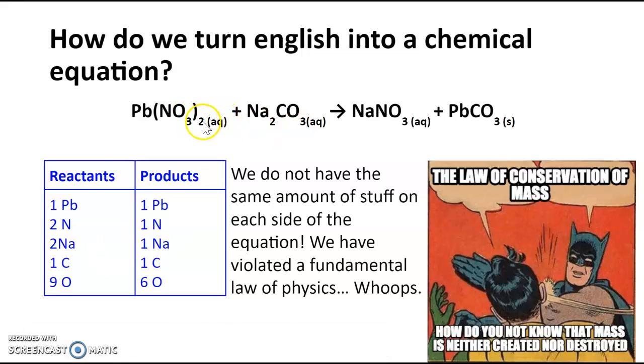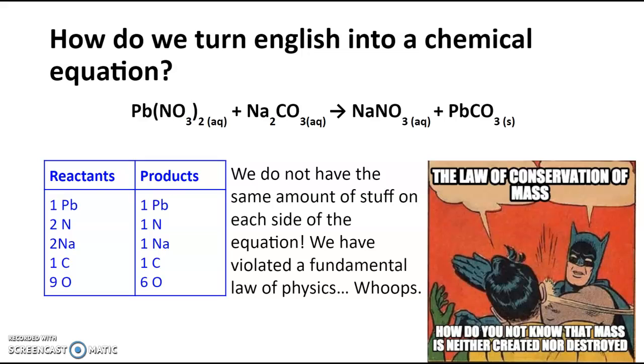Okay, so this 2 distributes on everything in parentheses, so it's 2 nitrogens, and 3 times 2 is 6, plus these 3 oxygens gives us 9 oxygens. On the other side, we have 1 lead, so that's okay. We have 1 nitrogen, that doesn't match up. We have 1 sodium, that doesn't match up. We have 1 carbon, that's okay.